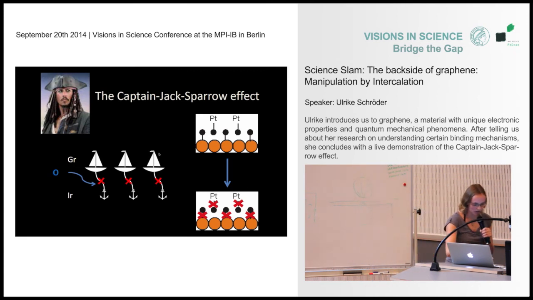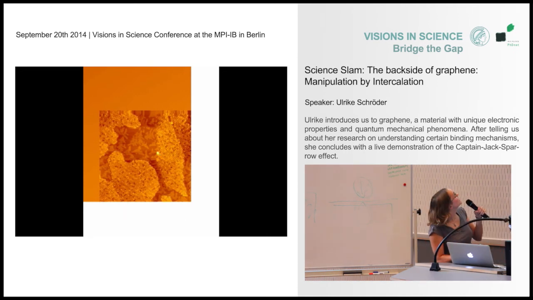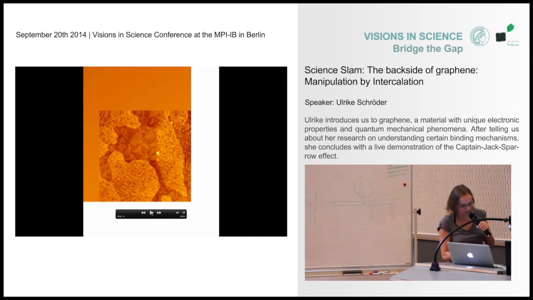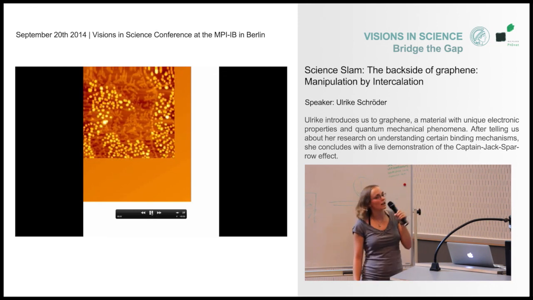And at the end, I want to just show you a live demonstration of the Captain-Jack-Sparrow effect. So you see a regular cluster lattice, and then we turn on the oxygen. You see that they start moving because they cannot bind anymore. Where do I press? Ah, okay. So there you see that they start leaving their regular lattice. Okay, that's it. Thank you very much.